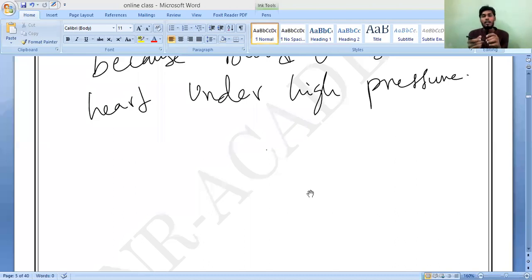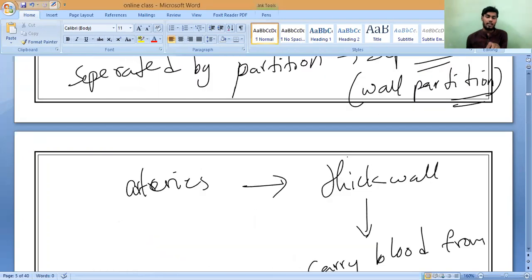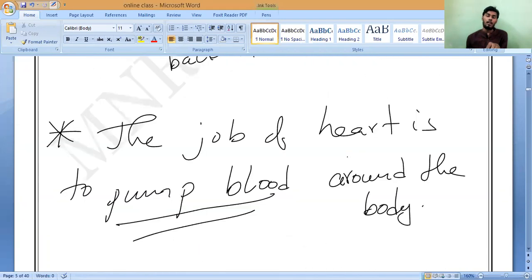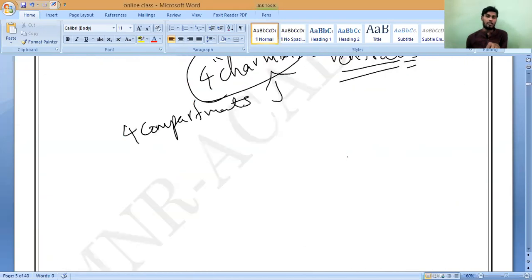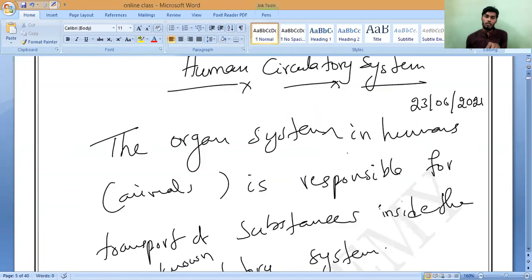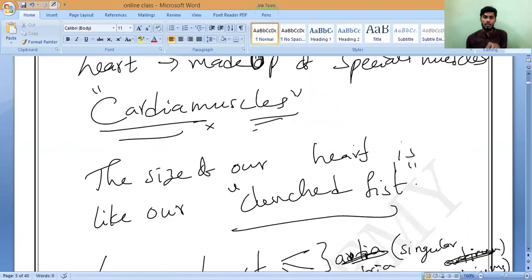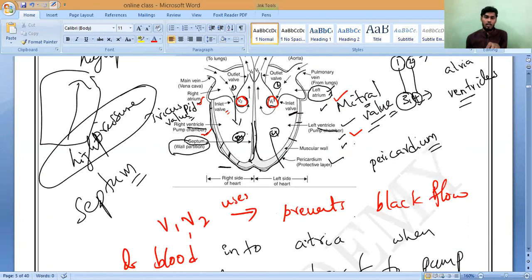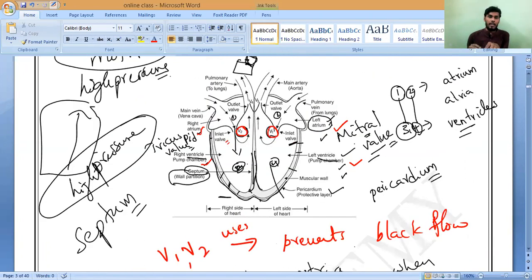The main artery which is connected to the left ventricle of the heart through a valve, if you observe, we used to call it the main artery. What is that called? Anybody can say? Here in the human circulatory system, the main artery has been connected through V1.